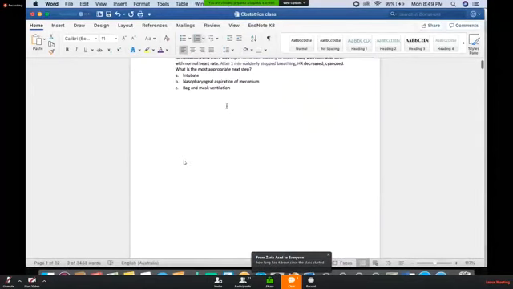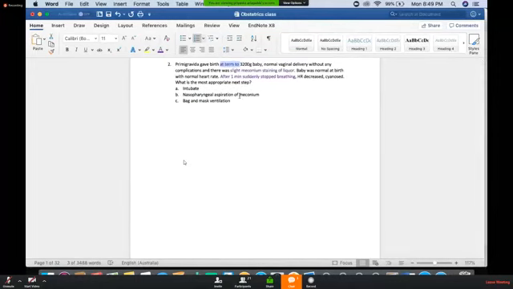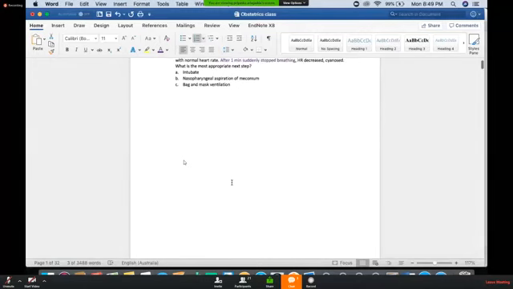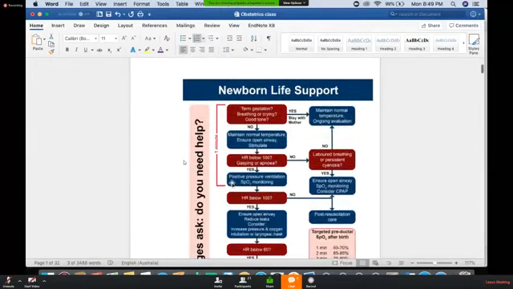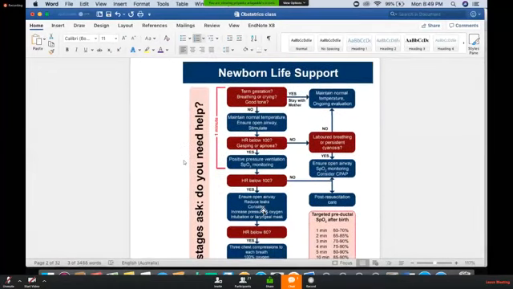If all these options are not given, and the question says what is the next appropriate step, then what you have to mark is maintain adequate temperature of the baby. Are you with me? Okay. So you will maintain adequate temperature. If the baby is everything normal, you will maintain the temperature.